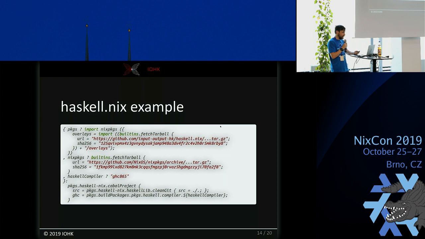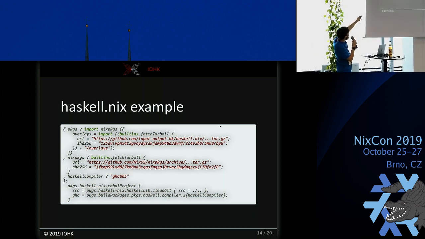So, a simple haskell.nix example here. Essentially, we need a package set. So we have nixpkgs. Nixpkgs is defined down here. We use fetchTarball here to get the pin of nixpkgs we want. And then we put this all in an overlay. And we're grabbing the haskell.nix tarball here with a SHA. And then we set our Haskell compiler to GHC 8.6.5.